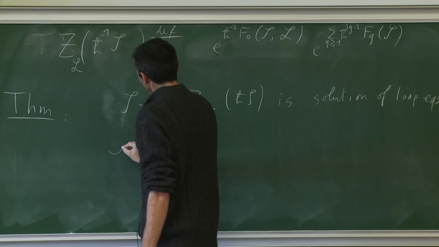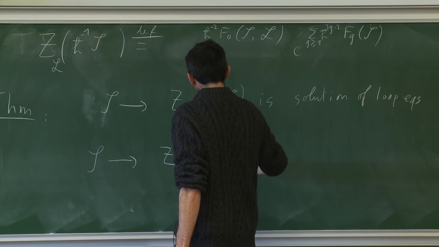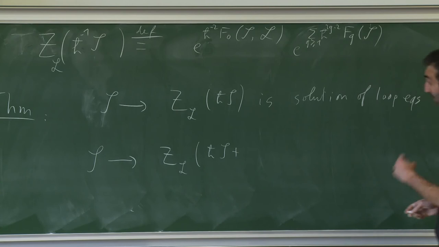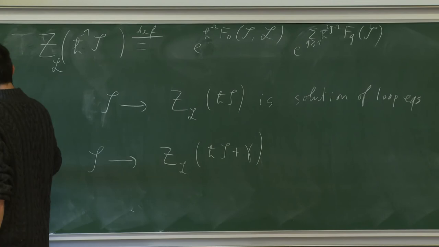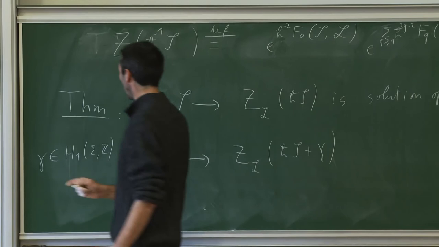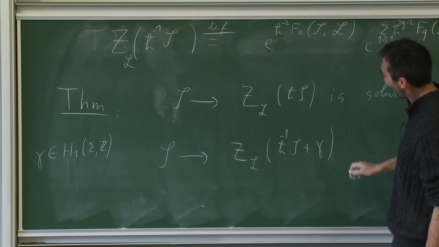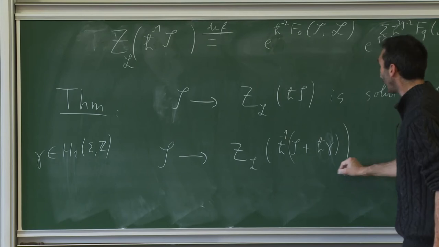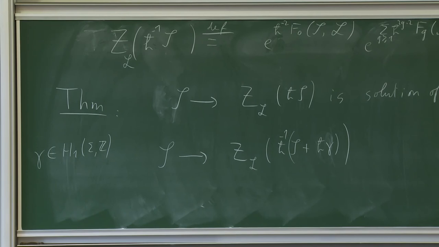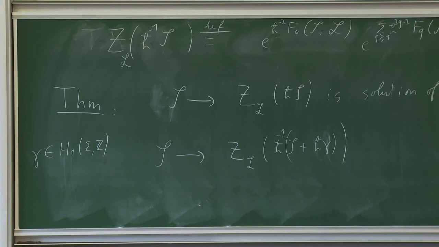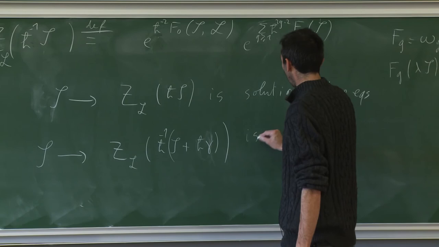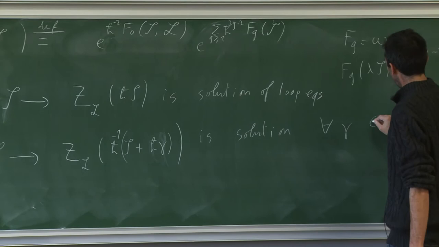If I shift my spectral curve by a certain cycle gamma, and if gamma is a first kind cycle, with h bar inverse, I can also put a parenthesis here and put h bar gamma. So this is in fact a small deformation of S, but it's a finite deformation of the sum, h bar to the minus 1, to S plus gamma. But this is also a solution for every gamma that belongs to H1 of sigma z.